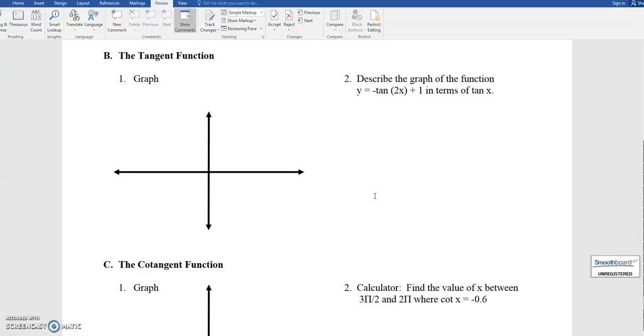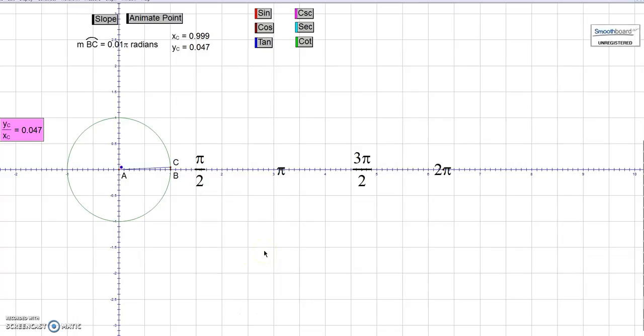Okay, how do we graph the tangent function? I'm going to show you Sketchpad for just a little bit here. Remember that tangent is sine over cosine. That's really important to remember. So I want you to think about what's going to happen when sine is 0. When sine is 0, this whole fraction will be 0, which means tangent is 0.